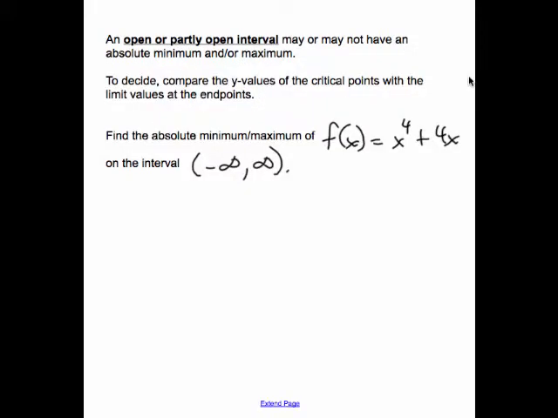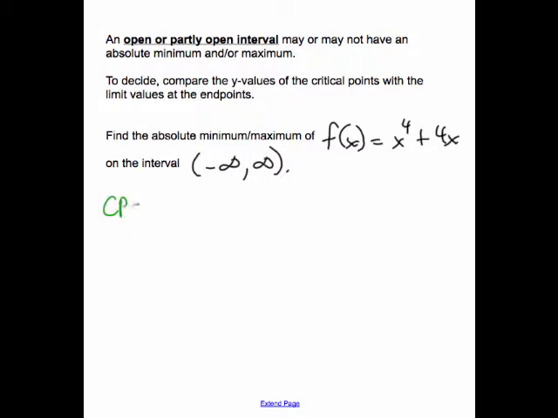Now the procedure with open intervals is pretty much the same. The only difference is that there may or may not be an absolute min or max. So we need to consider that, and when we're checking our endpoints, we're still going to check our y values of our critical points, and then to check the endpoints we're going to have to use limits. Since we're not actually at those points, we're going to have to use limits.